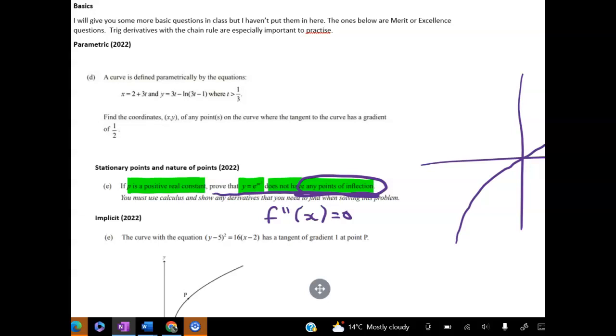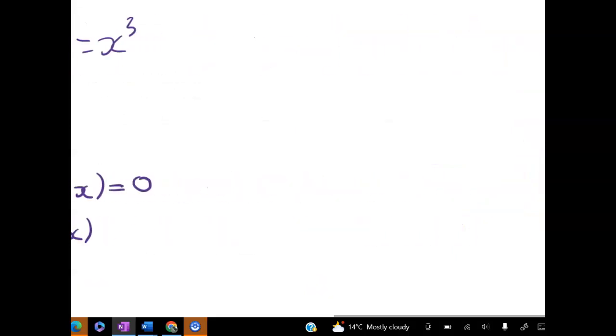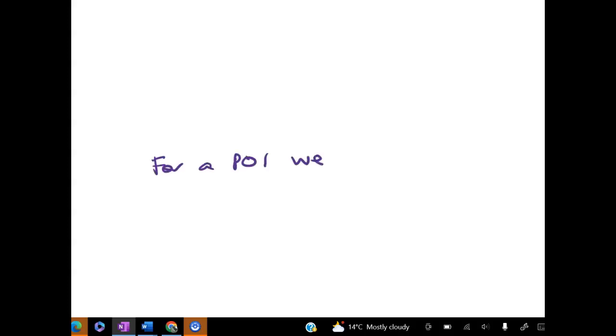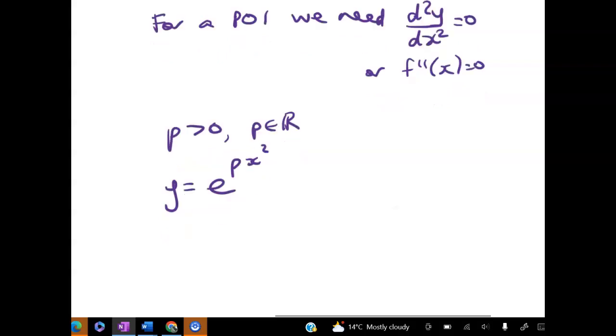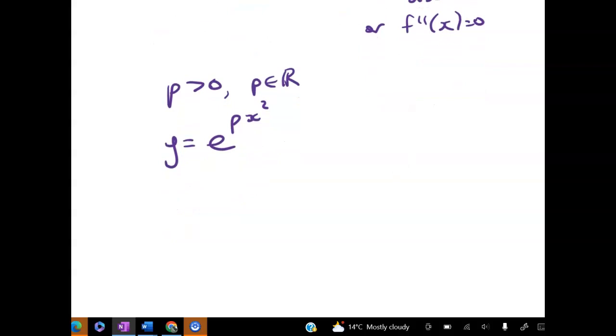Right, so to do a proof like this, you should have some decent communication about what we're trying to do. So I'll just find some blank space. I'd start by saying, for a point of inflection, we need, and you can either say this, or you could say we need f dash dash of x equals 0. We know that p is positive and p is a real number, and y is equal to e to the px squared. So we're going to investigate the second derivative of this function.